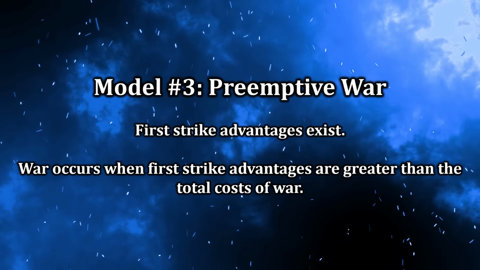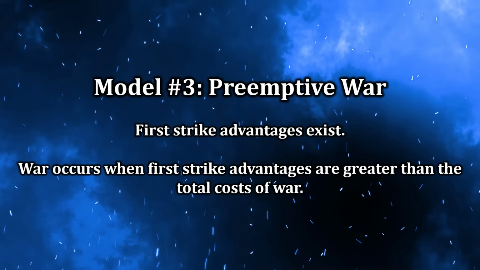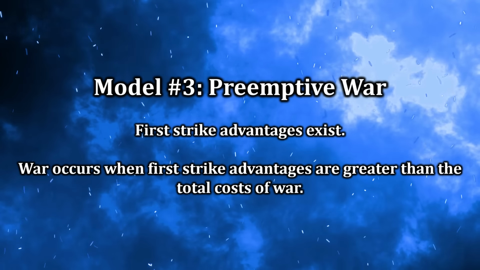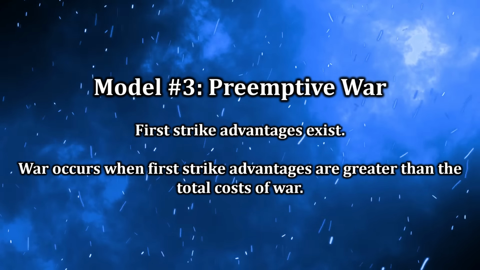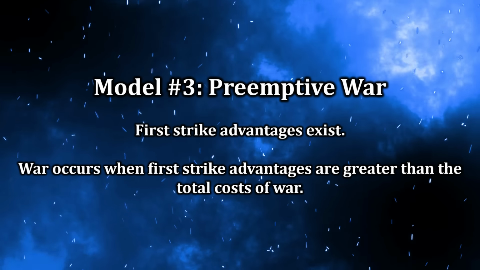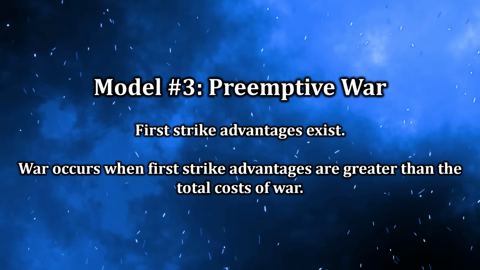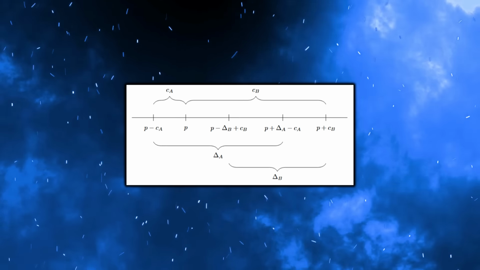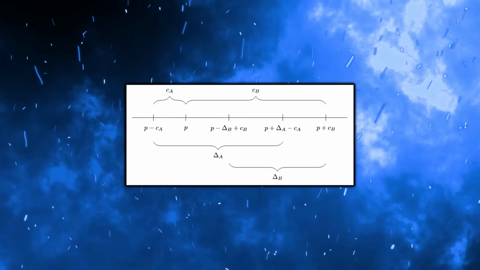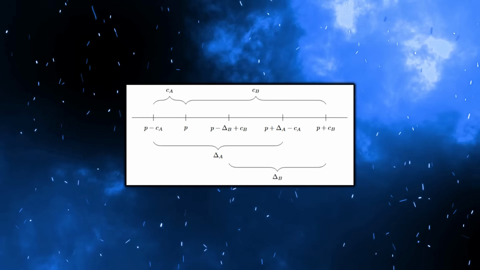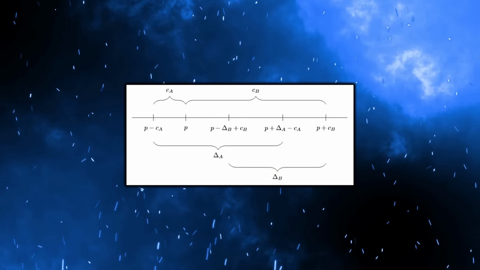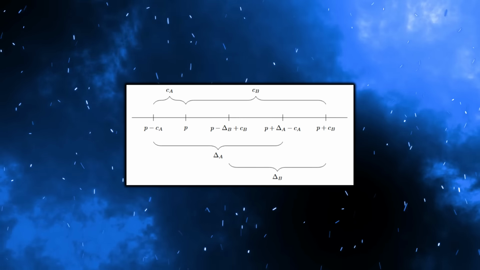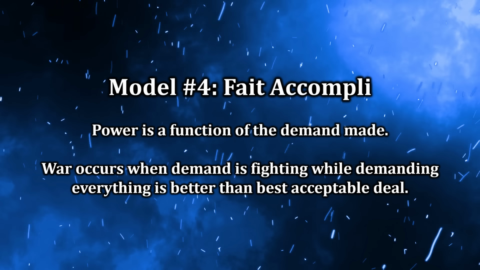Model number 3, Preemptive War. What if the party that starts a war matters? Namely, because the initiator would benefit from a first strike advantage. If so, then reaching an agreement first requires both parties to prefer to sit down at the bargaining table rather than preemptively attack. If the sum of first strike advantages exceeds the total costs of war, then no anticipated negotiated resolution can simultaneously satisfy both parties given the first strikes. War results.